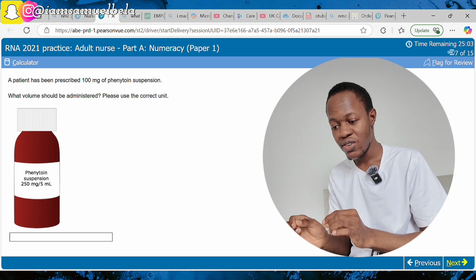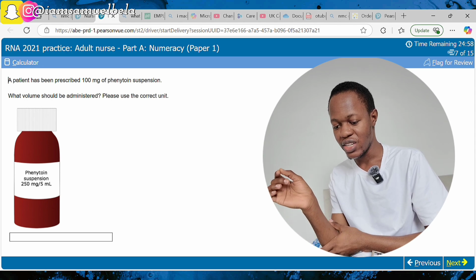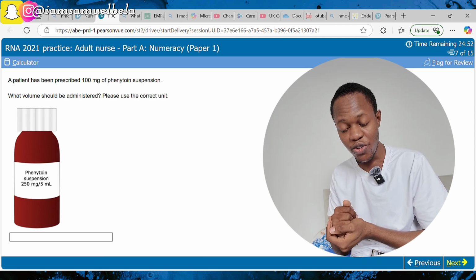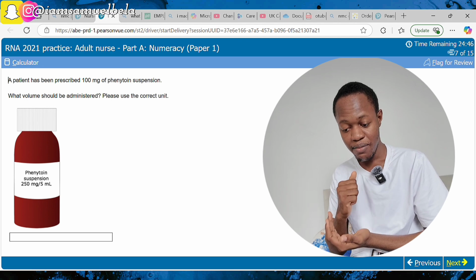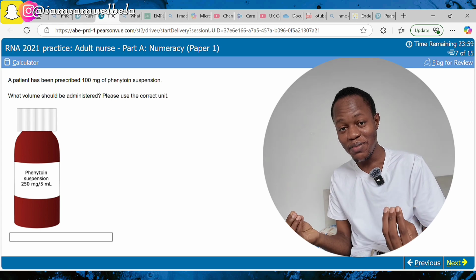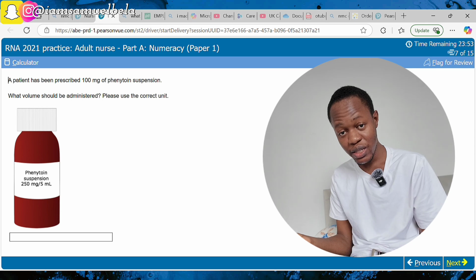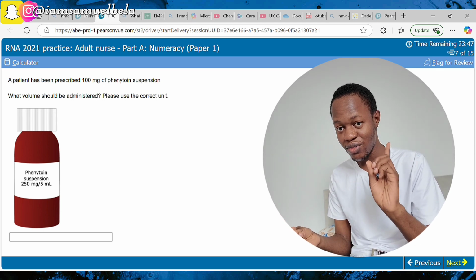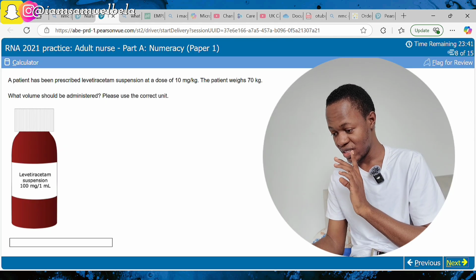A patient has been prescribed 100 milligram of phenytoin suspension. What volume should be administered? Please use the correct unit. The patient is prescribed 100 milligram and our bottle comes in 250 milligram in 5 ml. That means 1 ml is 50 milligram. You know how I got that, right? Divide both sides by 5. Since 50 milligram is equal to 1 ml, how many ml will give us 100 milligram? 50 times 2 gives us 100, so we are going to give 2 ml. I hope you understand.